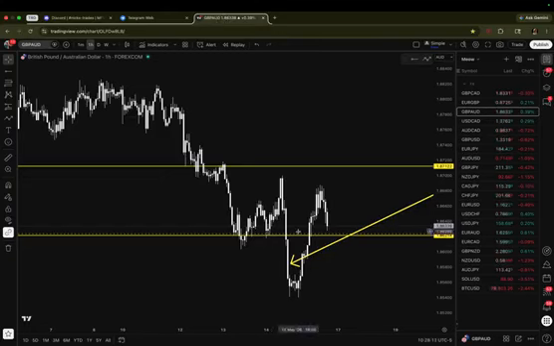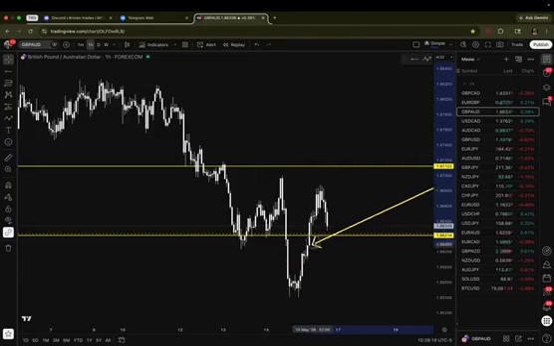And I'm glad I did. This would have gone quite a bit further. I don't know if it would have hit the stop loss, but it would have gone quite a bit further. And then we've come all the way back up here. Now we're coming back to retest this zone in here.